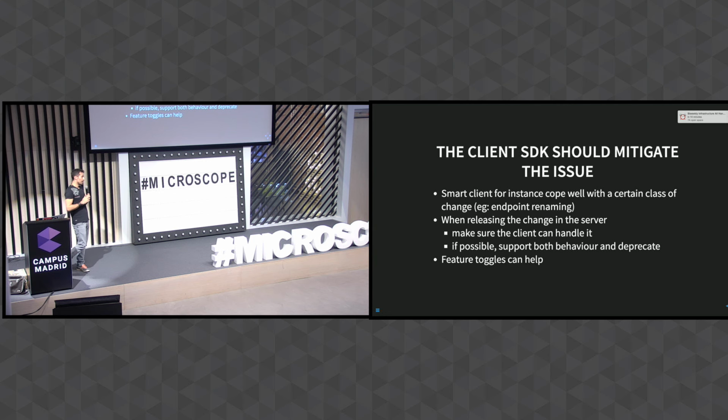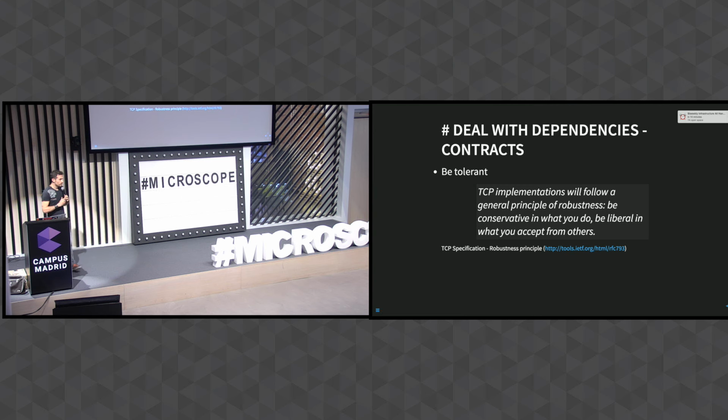Also, using the feature toggles pattern will be helpful to synchronize the client and the server behavior. Also, your client should be tolerant. This is an excerpt of the TCP specification. It's called the robustness principle, and it says that you have to be conservative in what you do and liberal in what you accept from others. That means when your client receives a response from a server, just take into account and utilize only the bit of information that you need. If you have a JSON, there's no need to validate the full JSON. Just take the part that you need, and that allows you to do what you have to do. If the JSON changes in some other parts, and this part doesn't affect you, it's fine. It's okay. You can adapt to changes.